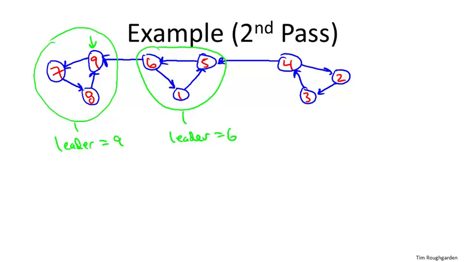We go to node 5. Have we already seen 5? Yes. Have we already seen 4? No, we haven't seen 4 yet. So now we invoke DFS from 4. Again, we can try to explore 5, but we've seen that before. We're not going to explore it again.